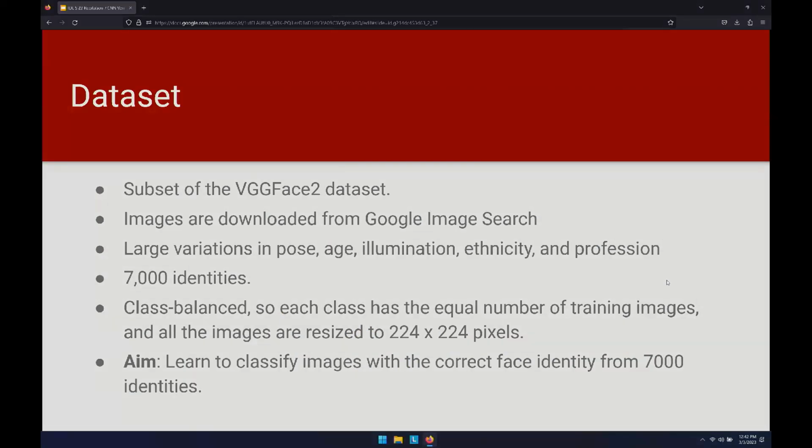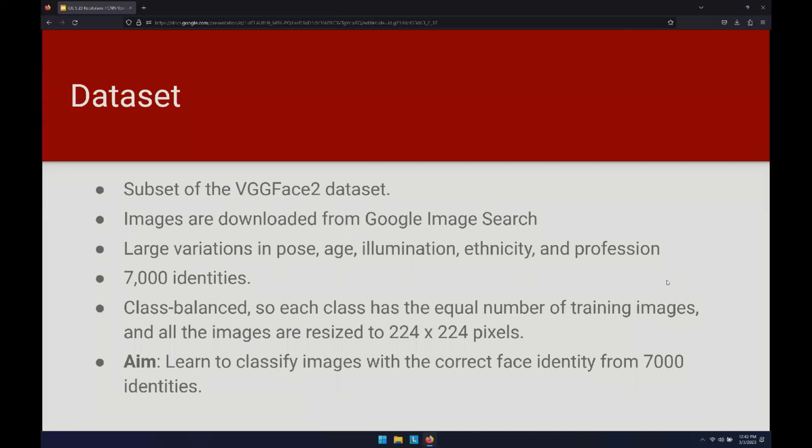so now we're going to quickly cover what the data set that you're going to be working with in homework 2 part 2 is. So if you guys have read the write-up, you know that it's a subset of the VGG phase 2 data set. These images are essentially downloaded from Google image search. And the reason we chose this data set is because there's a large variation in factors such as pose, age, illumination, ethnicity, profession, etc. There are 7,000 identities in this data set, and we also ensure that these data sets are class balanced. So each class has an equal number of training images, and all the images are resized to the size that you see up there.